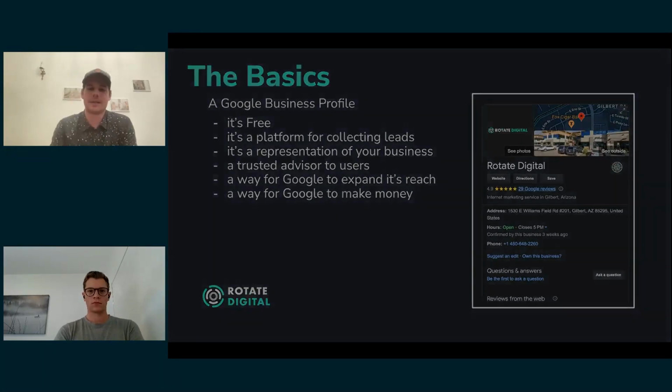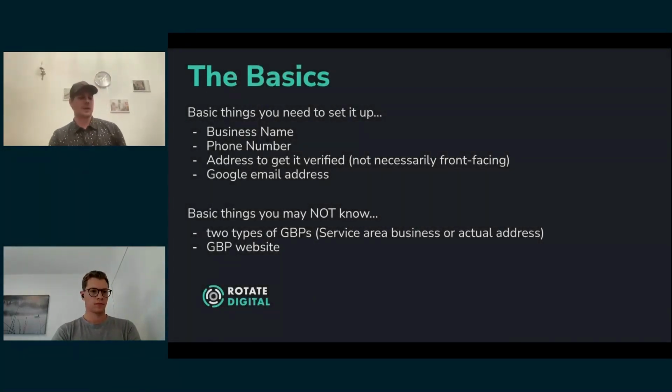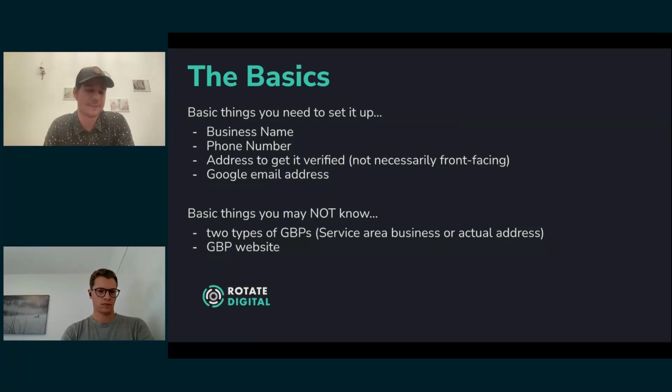So there's some basics. Kevin, can you talk about a couple of things you need to get it set up, just in case there's somebody here who doesn't have a Google Business Profile or is not very familiar with what that is? Yeah. Regarding the basics of a Google Business Profile, some of the things you need to set it up are, one, a business name and a phone number, and you want the phone number to not be used on another listing, first of all. You also need an address to verify the listing. And then most importantly, a Google email, because it's a Google product, so everything runs off of their email system.